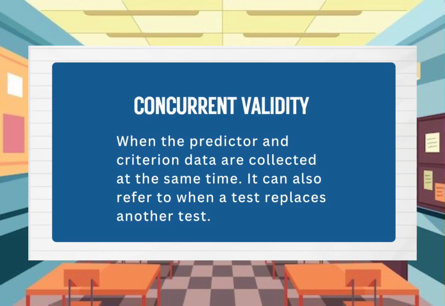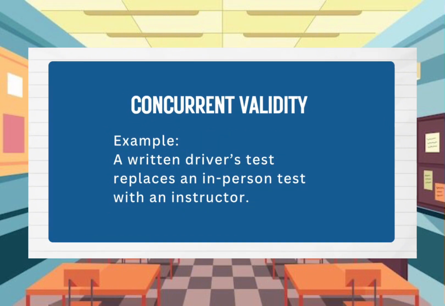Concurrent validity means when the predictor and criterion data are collected at the same time. It can also refer to when a test replaces another test. For example, a written driver's test replaces an in-person test with an instructor.